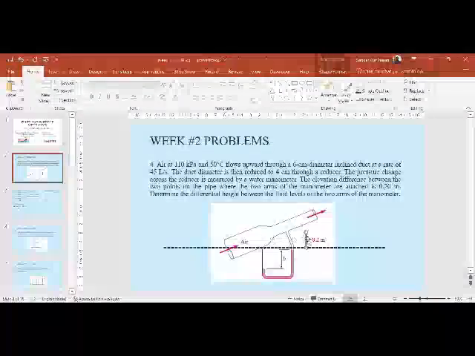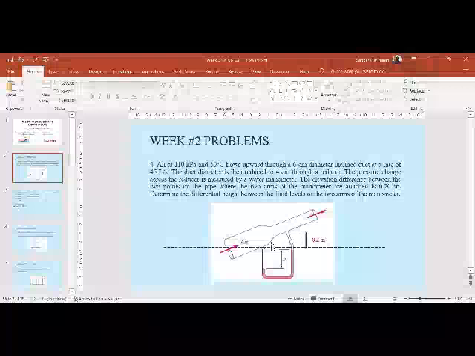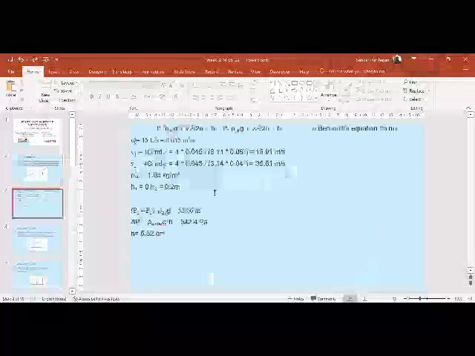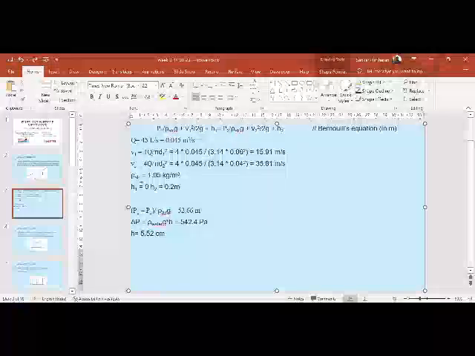All you need to worry about is the vertical distance between the 2 points that are being considered. So this is a simple solution of the Bernoulli's equation that's given over here. We have all the details like Q and velocity, and we have V1 and V2. We have the density of air, the H1 and H2. We have delta P or P1 minus P2 by rho g as 52.66. We have delta P as rho water times g times H as 542.4, and finally we get the height as 5.52 centimeters here.